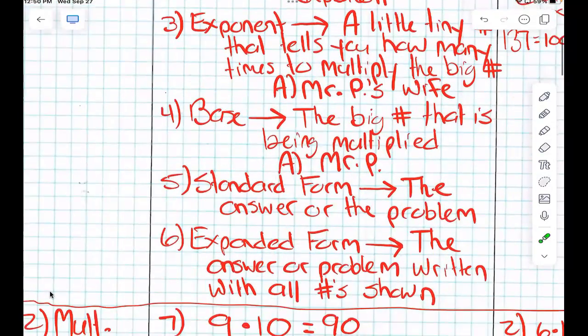Yes. Okay. Standard form and expanded form. Standard form is really, really small. Expanded form is really, really big. Stretched out. Good. All right, here we go.